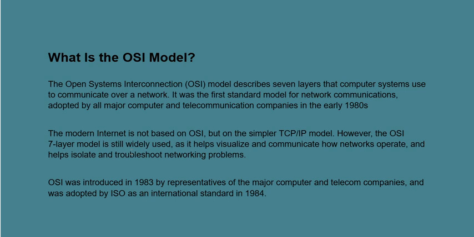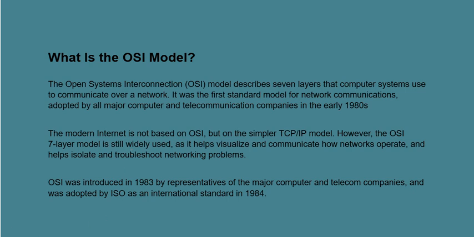Before we get into the layers, let's quickly talk about what the OSI model is. OSI stands for Open Systems Interconnection, and it's a conceptual framework that standardizes how different network protocols communicate. This model is divided into 7 layers, and each layer has its own job in the process of sending and receiving data over a network.